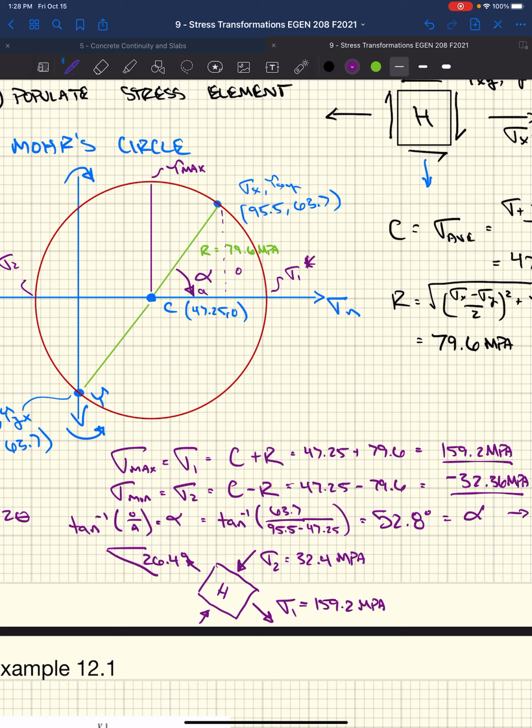Okay? For your sigma 2 there, is that supposed to be negative because it's a compression, or can you state it as positive? I've stated it as positive just because I denoted the direction based on the arrow. But yeah, it would be negative. You just wouldn't want someone to look at this and then imply that it's actually acting in the opposite direction. Okay.